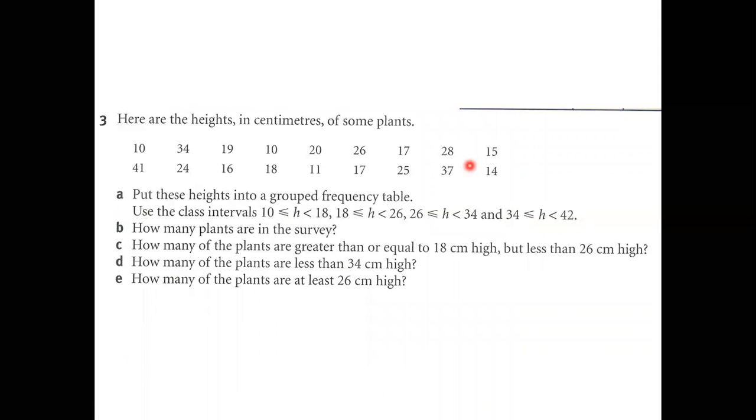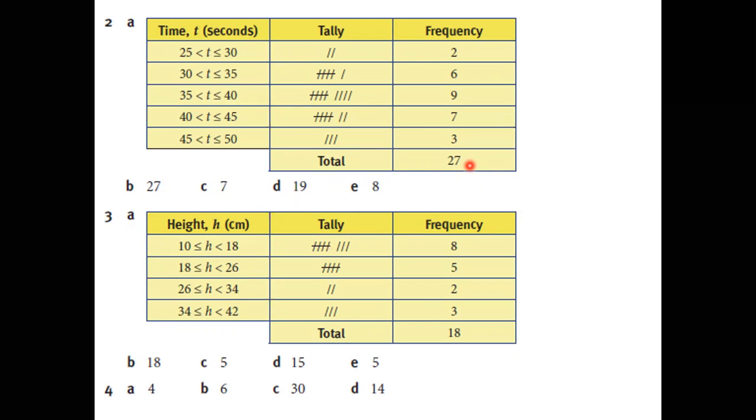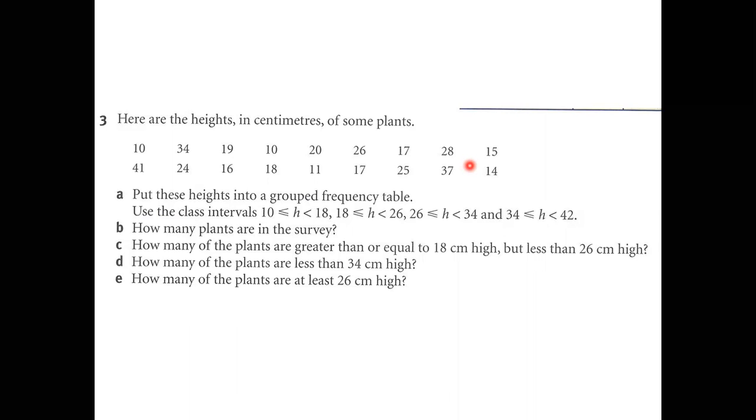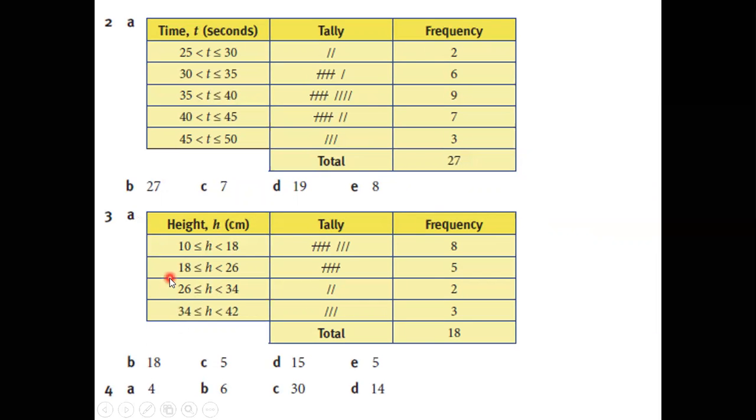So B part, how many plants are in the survey? There are 27 plants. Next is how many plants are greater than or equal to 18 centimeter but less than 26. It means the second one, which is 6. So greater than 18 and less than 26, that is only 6.